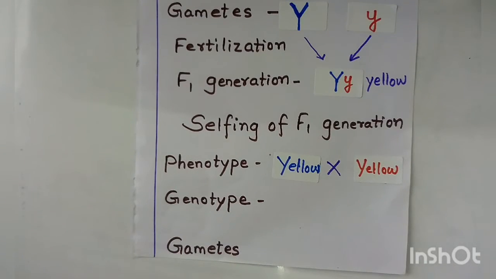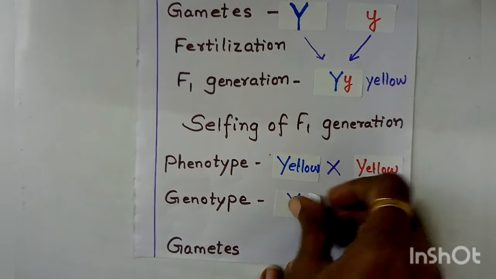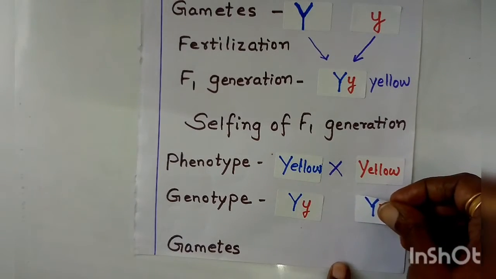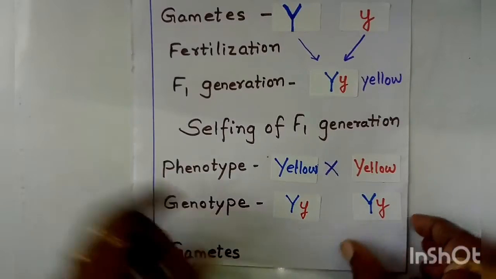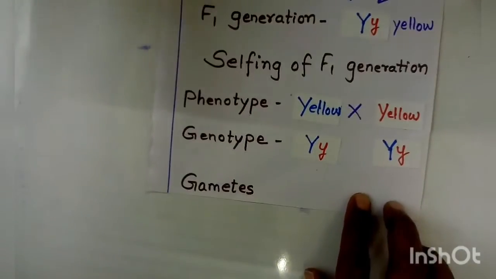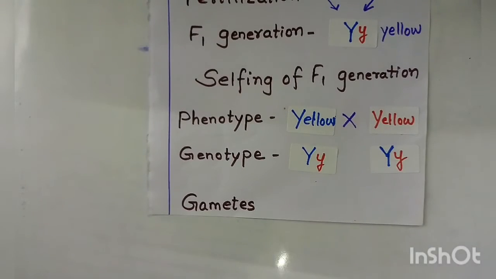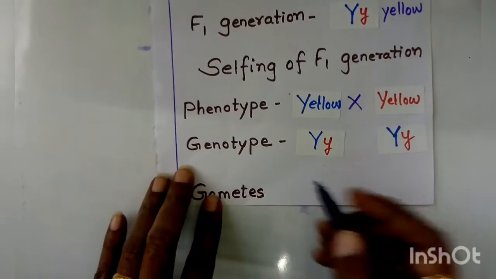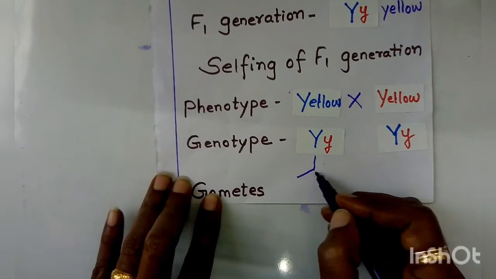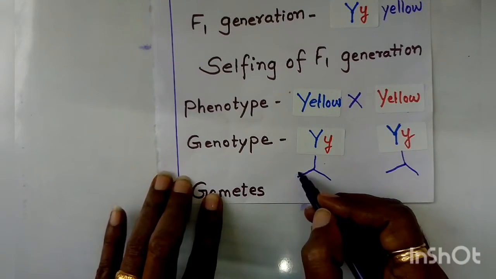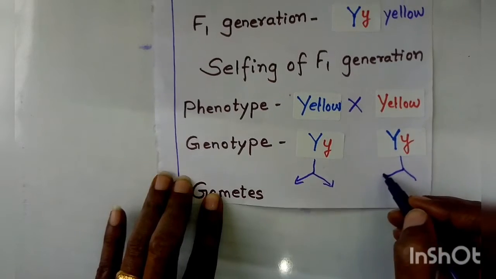So what will be its genotype? Its genotype will be capital Y small y and capital Y small y. Now this will be the genotype for second parental generation. After this, the next step is its gamete formation. Next comes the formation of gametes.